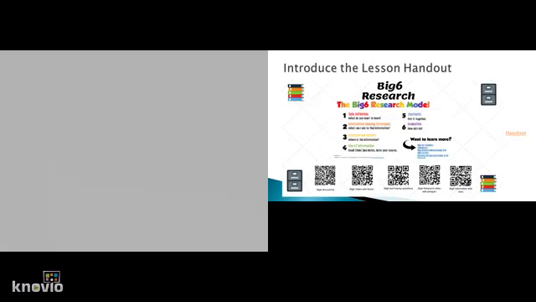Here's the lesson handout for the Big 6 research model. As you can see, I have several QR codes. Some of these are the videos that we watched in our lesson, and some of these are graphics that might be able to assist you a little bit more.